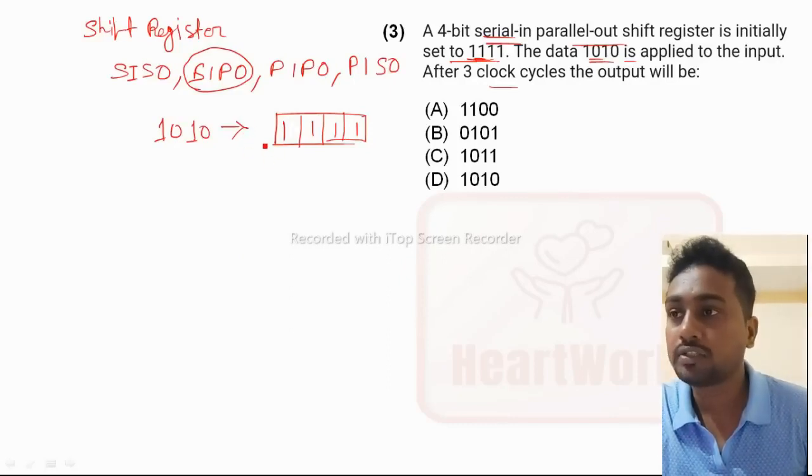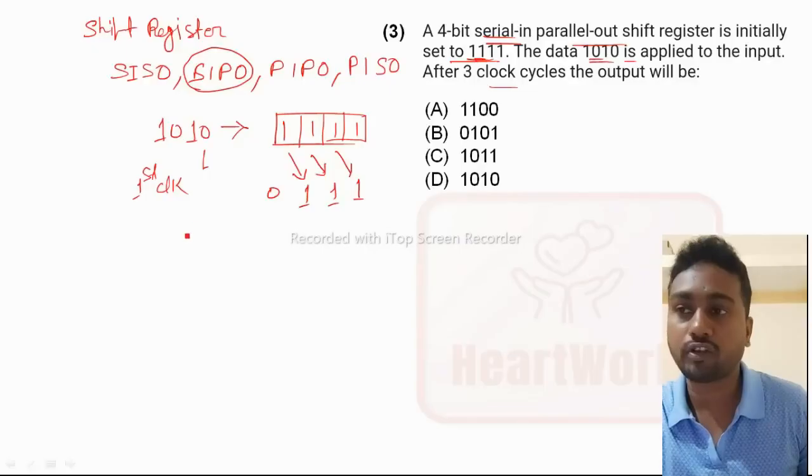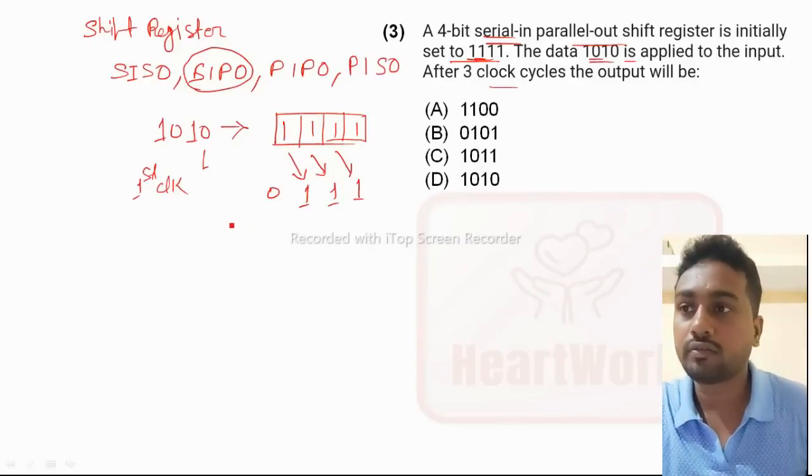So how will it shift? First this 0 in the first clock cycle, this 0 will come here, then this 1 will be shifted here, again this 1 will be shifted here, and this 1 will be shifted here. Okay, in the first clock cycle the state will look like this.